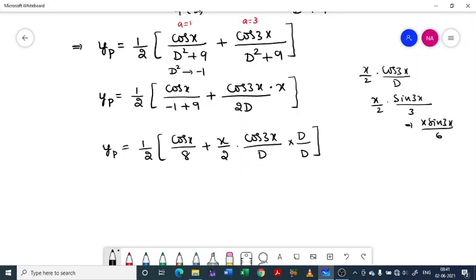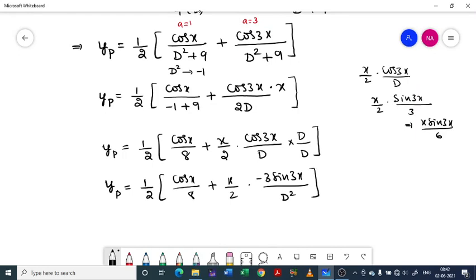That is one way. Another way is multiplying divided by d, then yp will be 1 by 2 times of cos x by 8 plus x by 2 into d cos 3x. That means you have to differentiate cos 3x. It will be minus 3 sin 3x divided by d square.